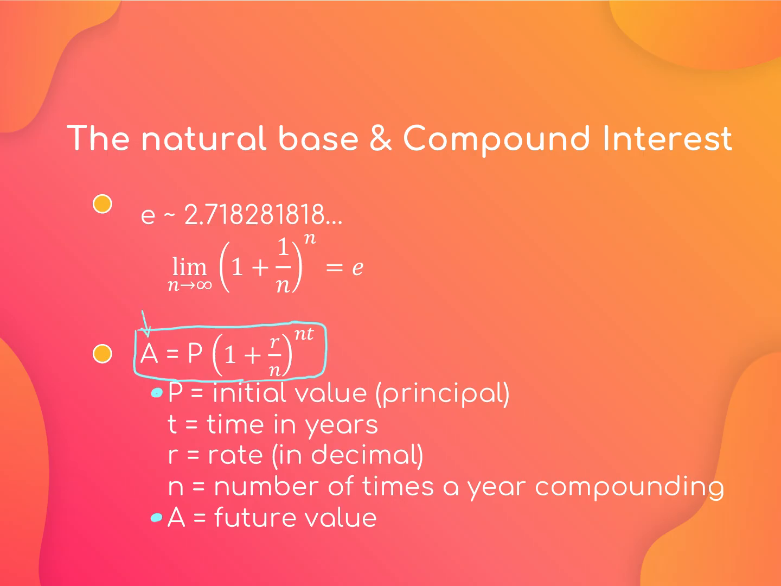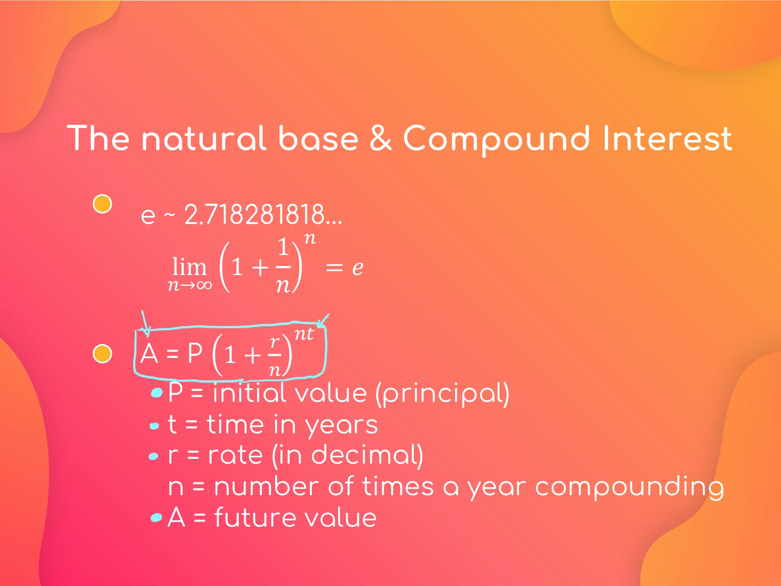And that's what this formula has on the left-hand side. That A value is dependent on everything else: the interest rate, the number of compounds, the amount of time that goes by. T is the amount of years. So let's say I want to find it after a certain amount of years. That's going to go up here in that exponent. R is the interest rate as a decimal.